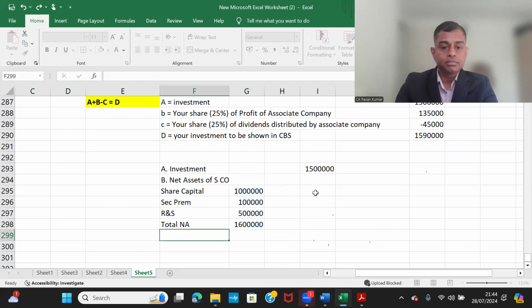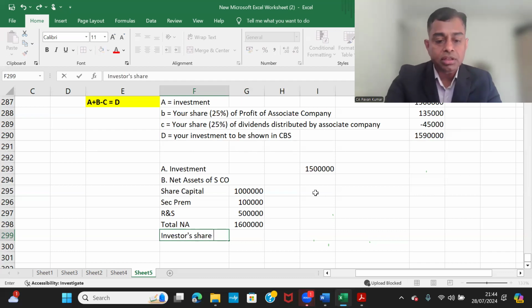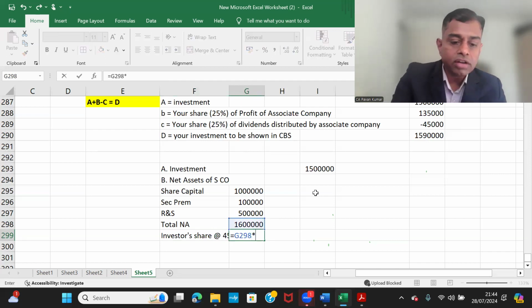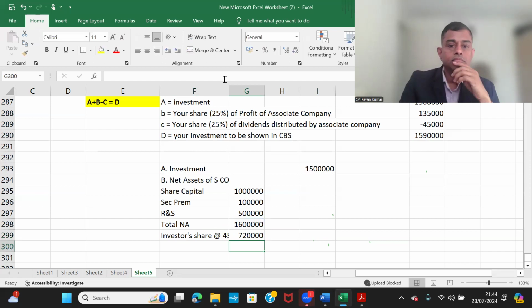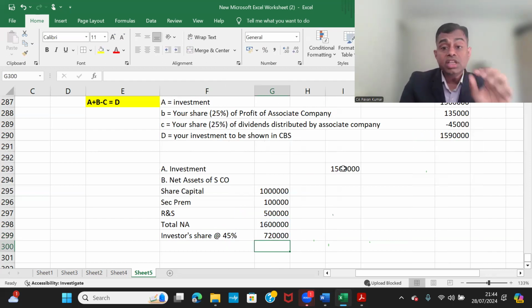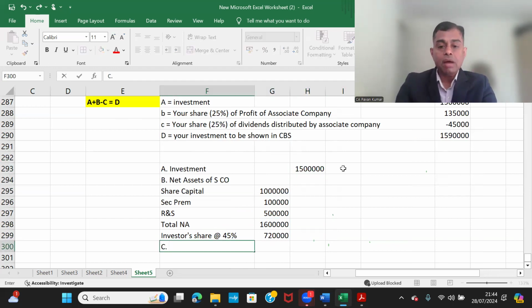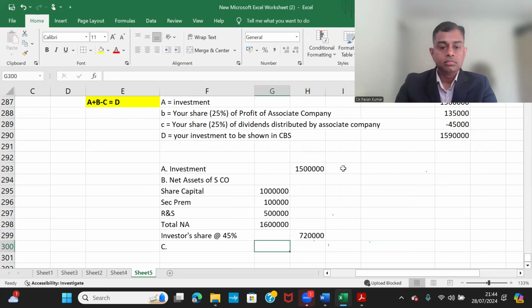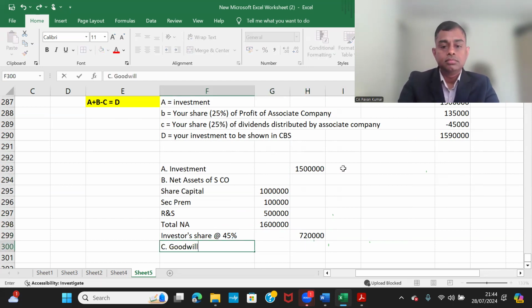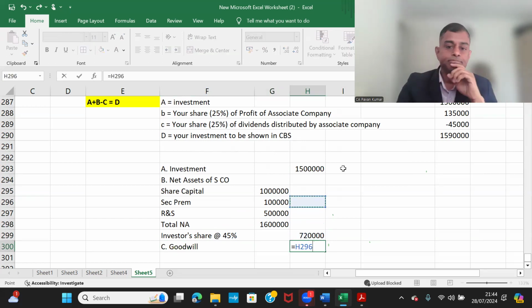In this, how much is yours? 45%. Investor share at 45%. Take this into 45%. How much? 7 lakh 20. 7,20,000 is the benefit you are getting, but how much you invested? 15 lakhs. Crazy guy you are. See, goodwill or capital reserve? Goodwill. How much is it? 7 lakh 80,000. 7,80,000 is goodwill.